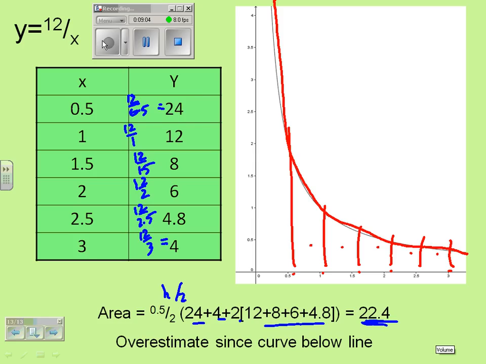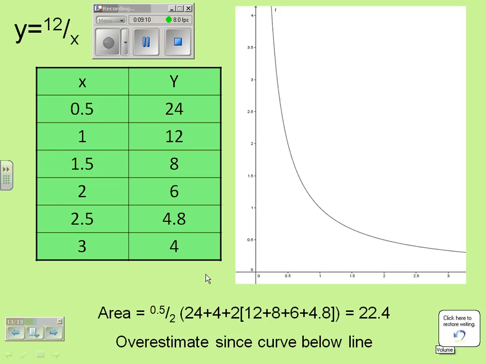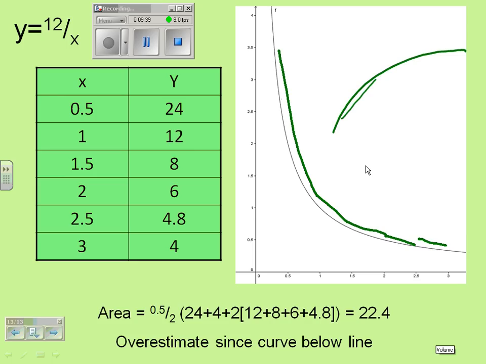Deciding whether it's an overestimate or an underestimate, you can show this by doing a little bit of extra work on the graph. If I just join up a few of these points here, from 0.5 down to 1, from 1 to 1.5, 1.5 to 2, 2 to 2.5, you'll notice, even though the orientation of the board's not great, that the line here is always above the curve. So our line is above our curve, so we've overestimated it. If we were going in this direction, then our lines would look like this, and we would have been underestimating it, since our lines were under our curves.